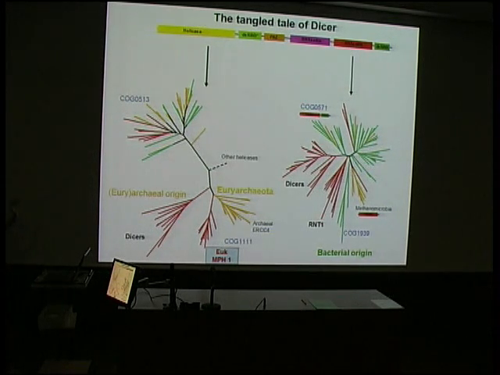This is very interesting, because when we do phylogenetic analysis, we very clearly see that the helicase domain of DICER has an archaeal and more specifically euryarchaeal origin. Here are the DICERs with the euryarchaeal homology, a different kind of helicase. But archaea essentially do not even have RNase III. RNase III is a typical bacterial enzyme.